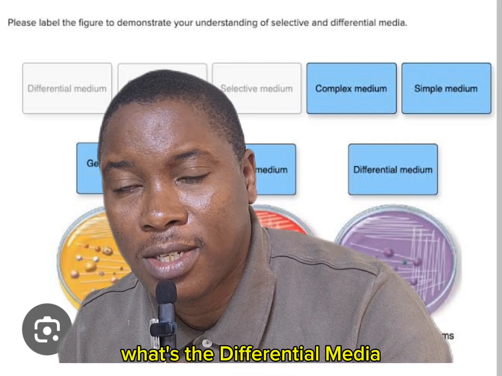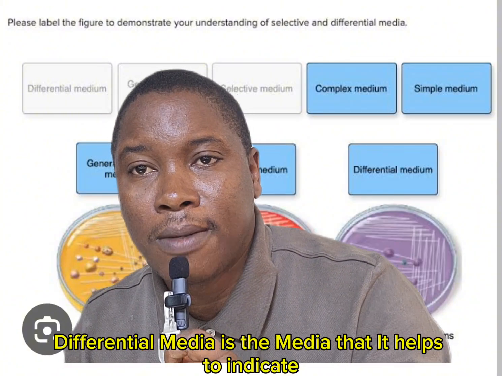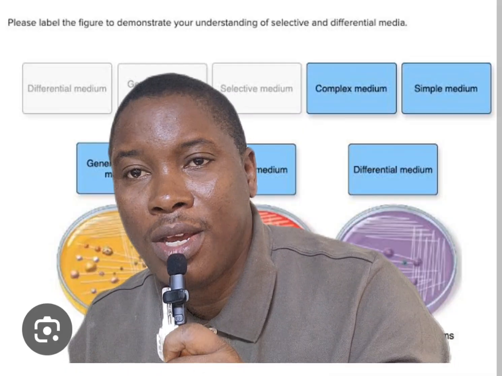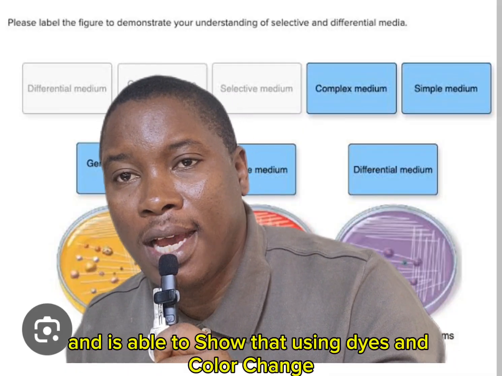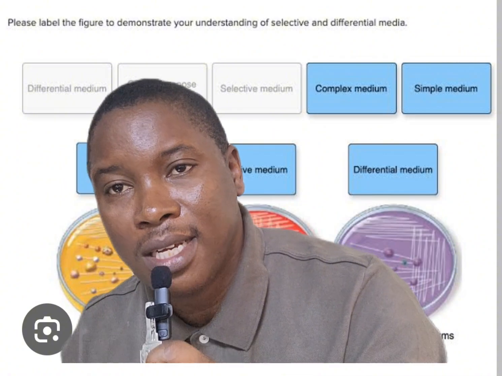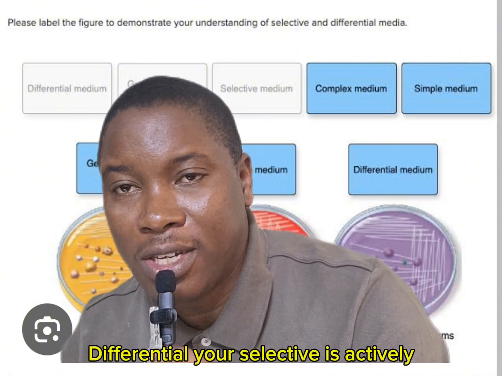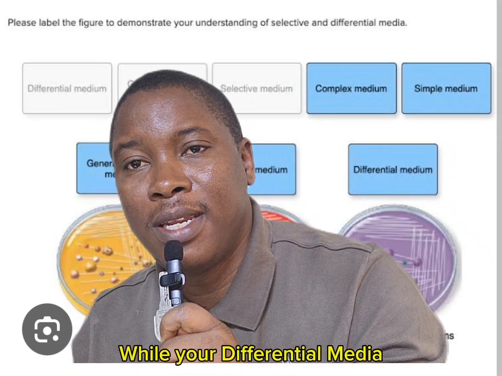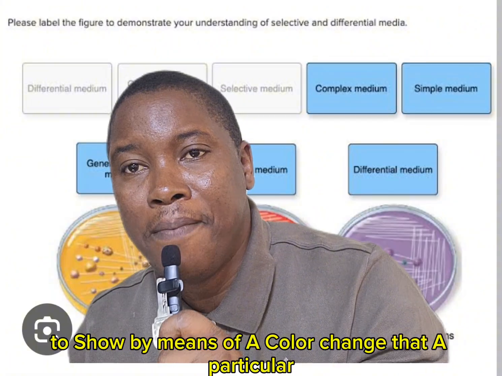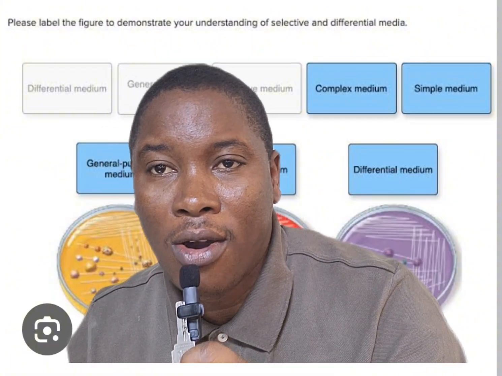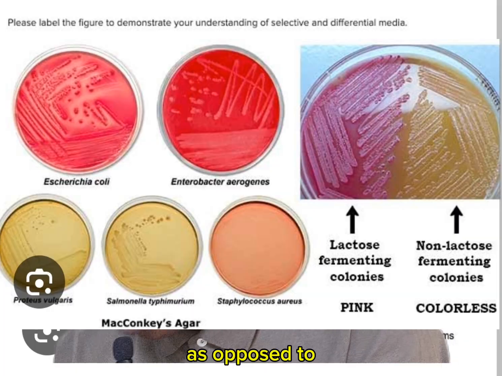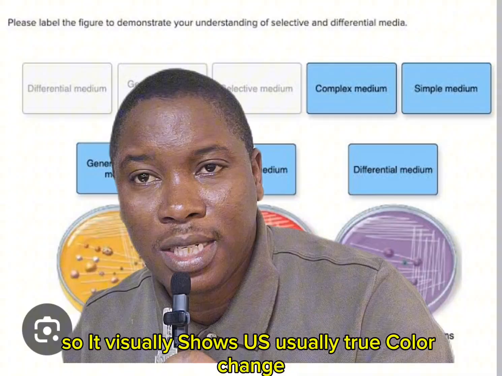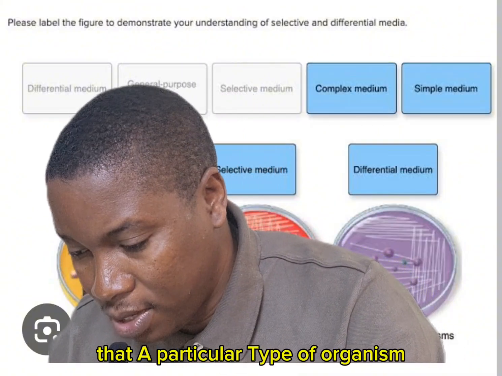Then your differential media. What's the differential media? Differential media is the media that helps to indicate, it shows that a particular set of organisms are growing on that media and is able to show that using dyes and color change. Now look at the difference between your selective and your differential. Your selective is actively encouraging the growth of one at the detriment of the other, while your differential media is just there to differentiate, to show by means of a color change that a particular organism is growing on this media as opposed to another kind of organism. So it visually shows us, usually through color change, that a particular type of organism is growing there.